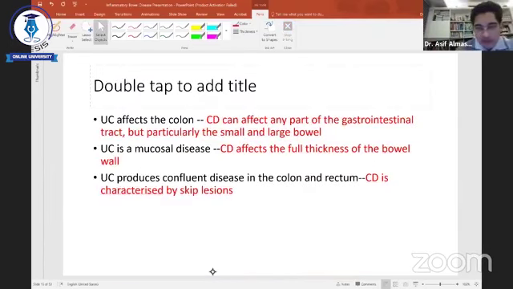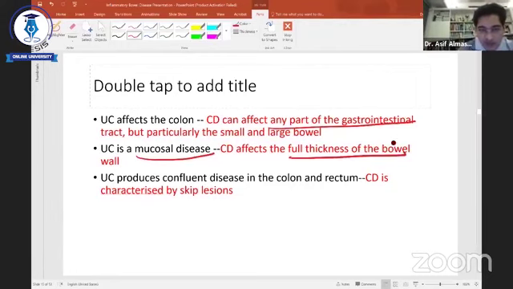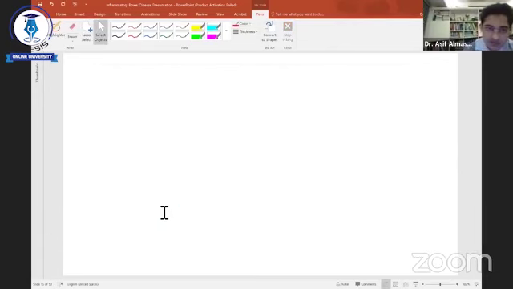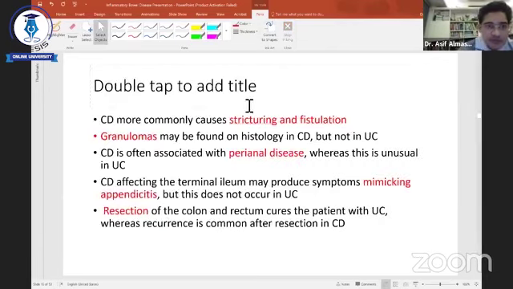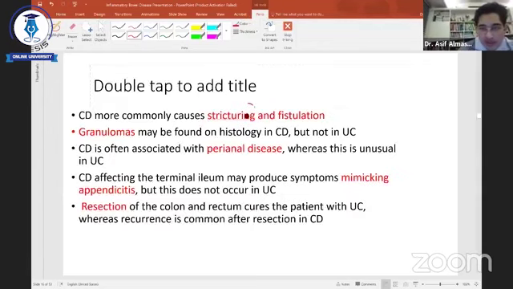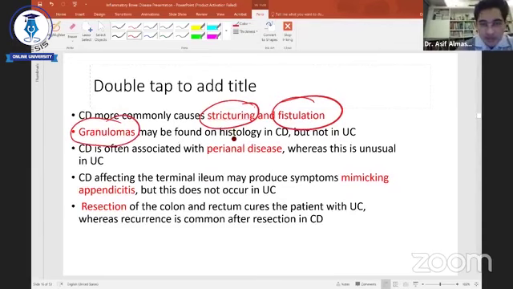So again, what are the differences? Crohn's disease can affect, this is very important, that's why I am telling it again, any part of the gastrointestinal system. Ulcerative colitis is only a mucosal disease. Crohn's disease is full thickness. Ulcerative colitis produces confluent disease, that means continuous disease, but Crohn's disease produces skip lesions. Crohn's disease causes stricturing and fistulation, but it's very rare in ulcerative colitis. Granulomas, common in Crohn's disease. Perianal disease, common in Crohn's disease.